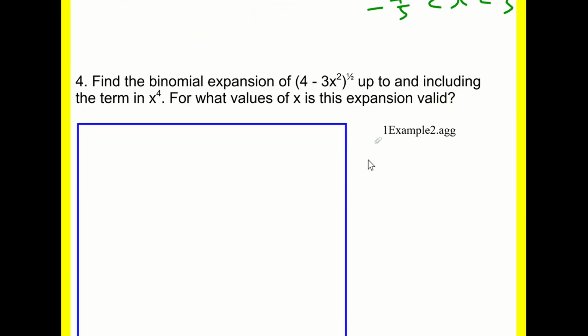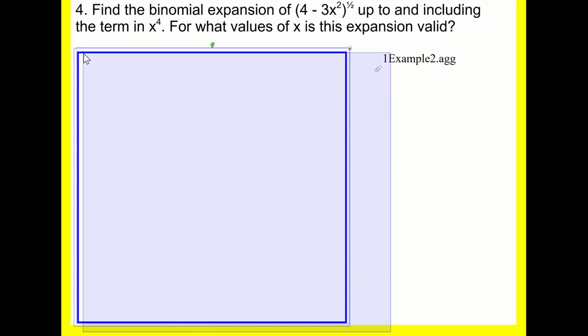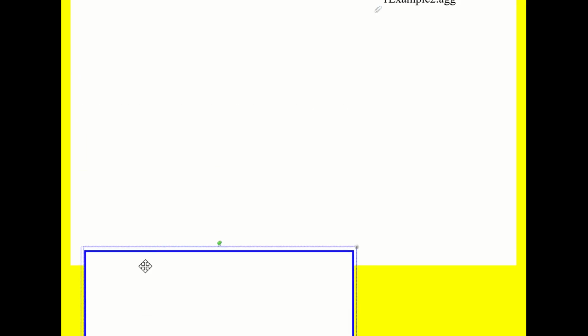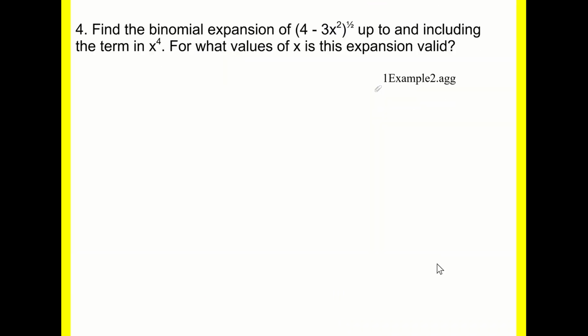Right, one more. And I've definitely not left enough space here. Sorry about this. Not very professional. Okay. Find the binomial expansion of 4 minus 3x squared to the power of a half up to and including the term in x to the 4. Okay, this is just another example where we don't have a 1 in there, and I've also got an x squared inside the bracket, not just an x. But hey, we can deal with this.